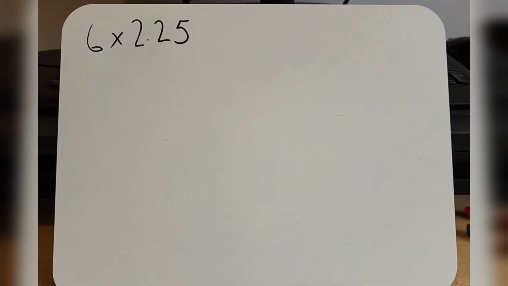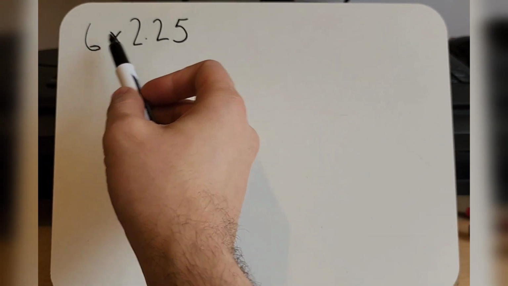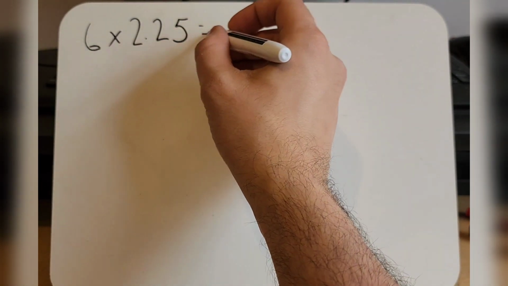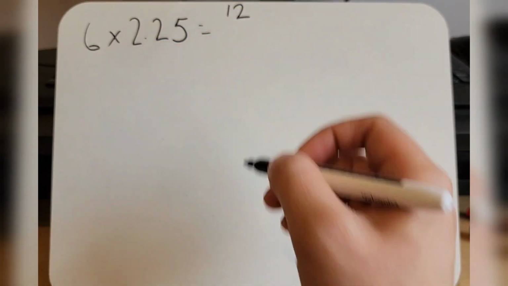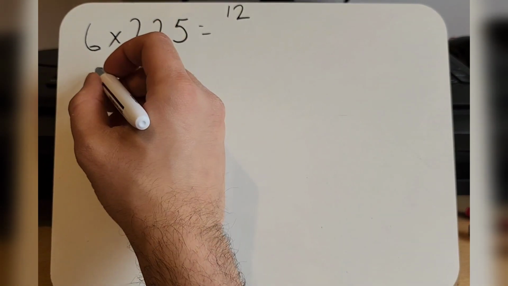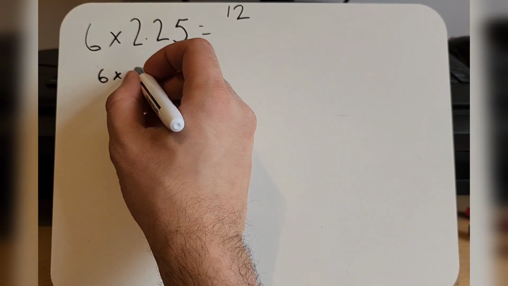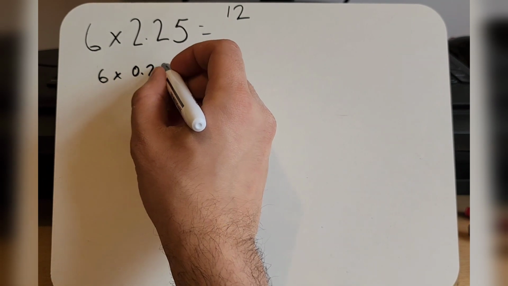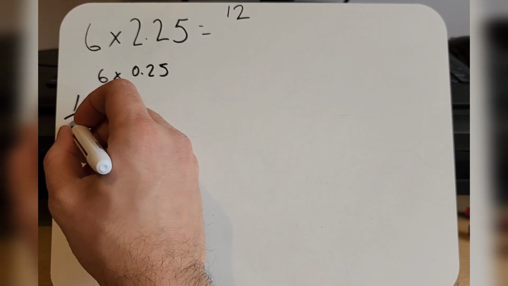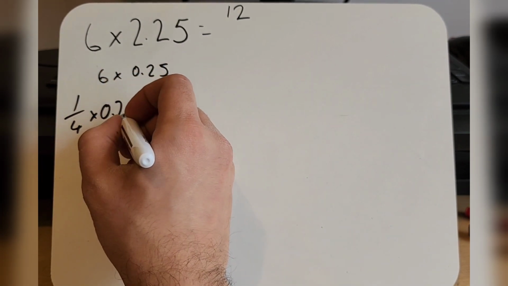Moving on to 6 times 2.25. I just decided to do a bit of partitioning here. 6 times 2 is going to give me 12, and then it was 6 times 0.25, which I think most people know is equal to a quarter.